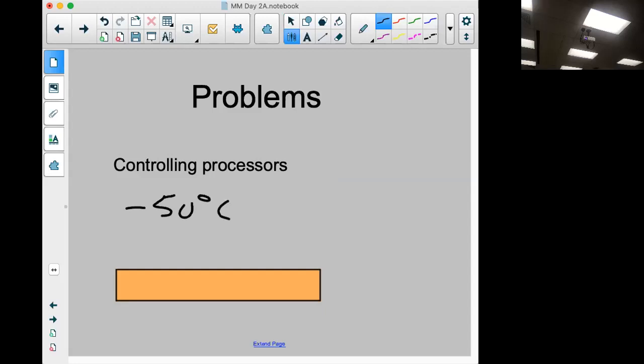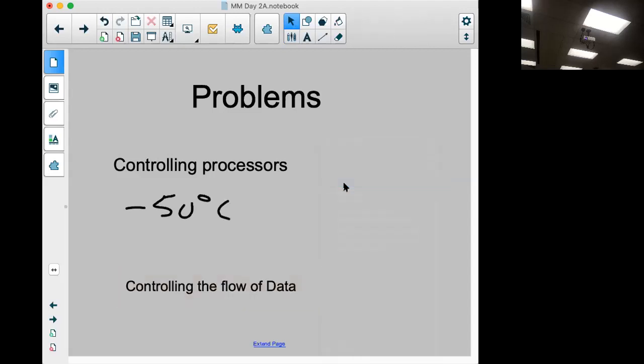Does that make sense? The second is controlling the flow of data. What do we mean here? We're meaning a matter of privacy. Privacy, P-R-I-V-A-C-Y. Don't ask me. I'll try. Okay, that's why God made spell checkers. All right, let me explain.